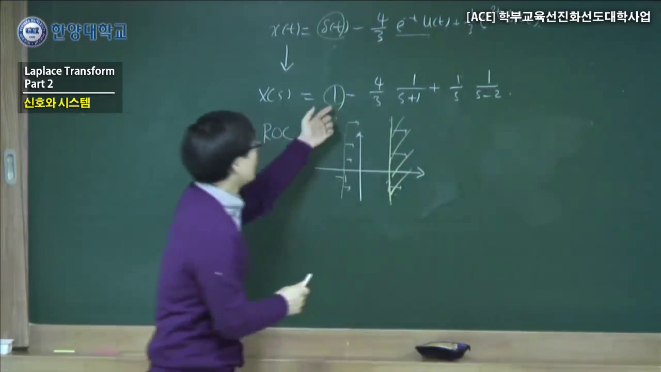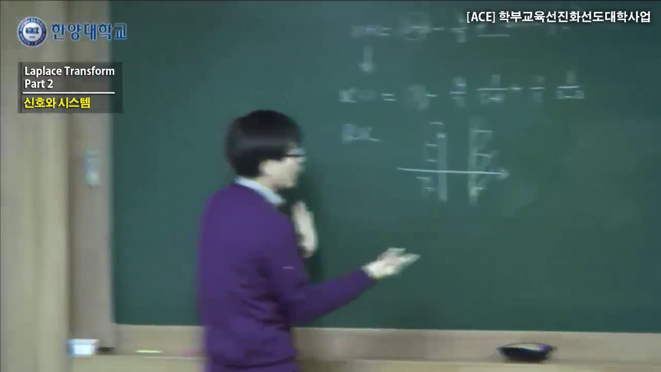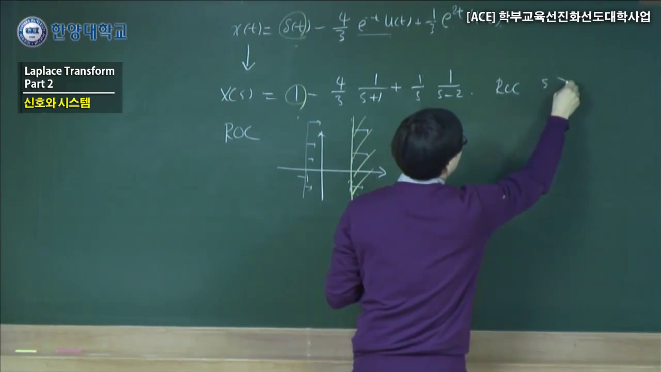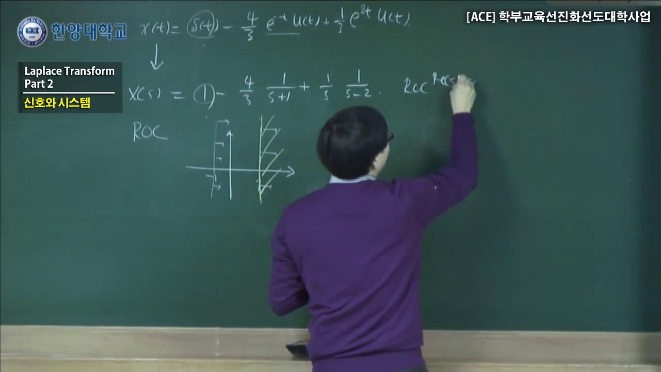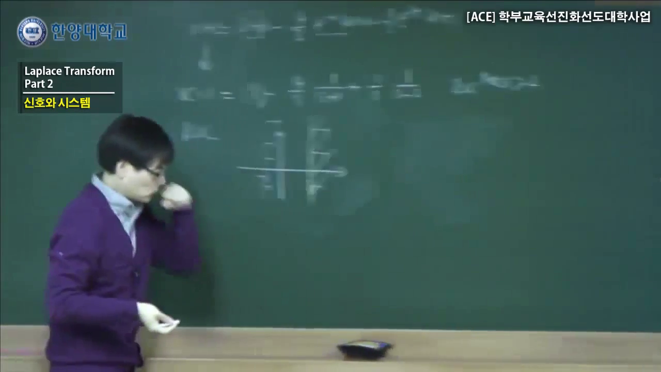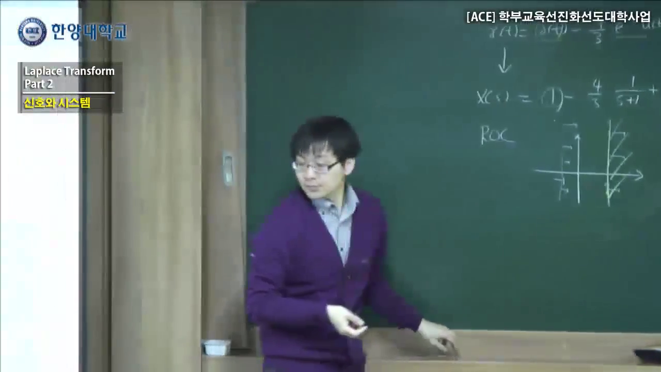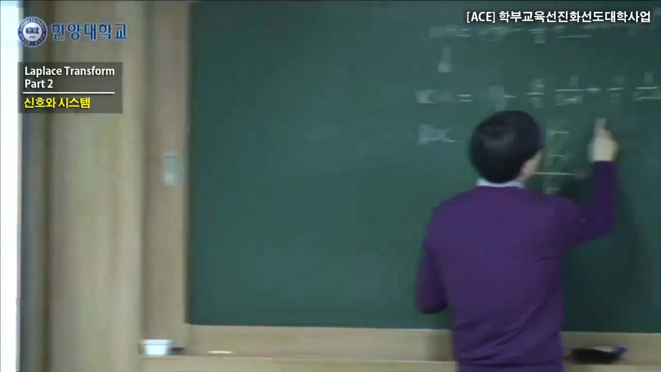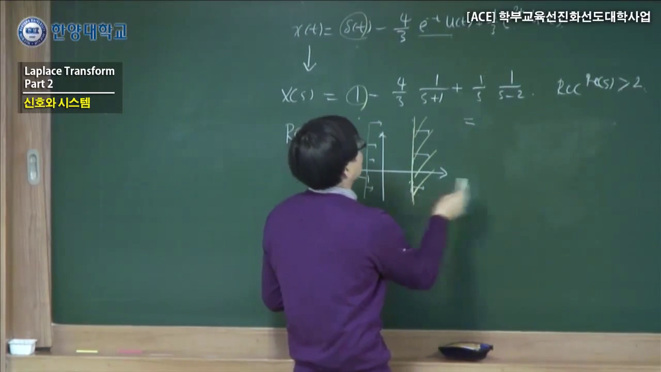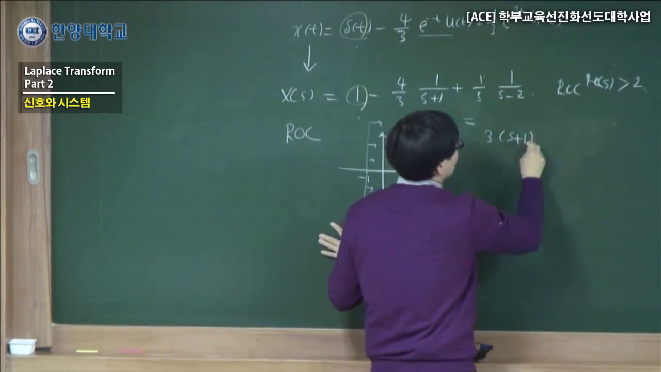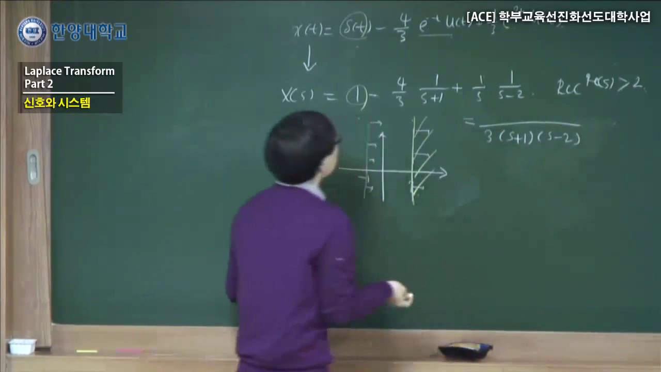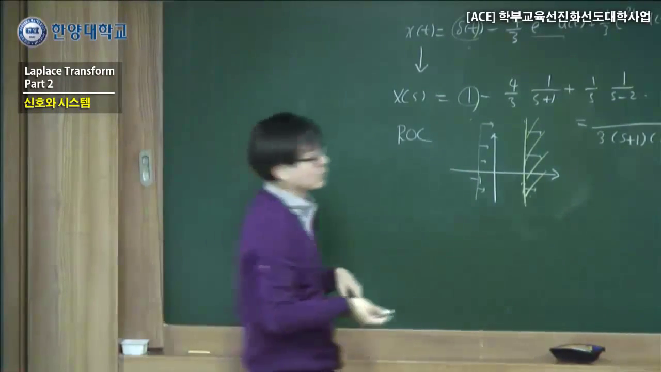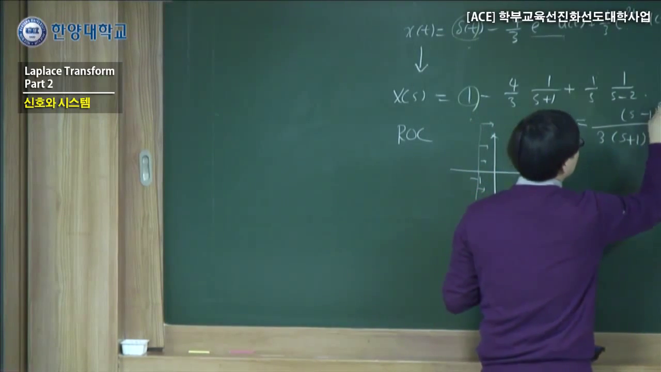So this delta covers all area. So the overlapping area is this. So the region of convergence is the real part of s is larger than 2. That's what we talk about as region of convergence. Let's draw poles and zeros. So let's calculate this. 3s plus 1, s minus 2 over. If you calculate, it will look like this.